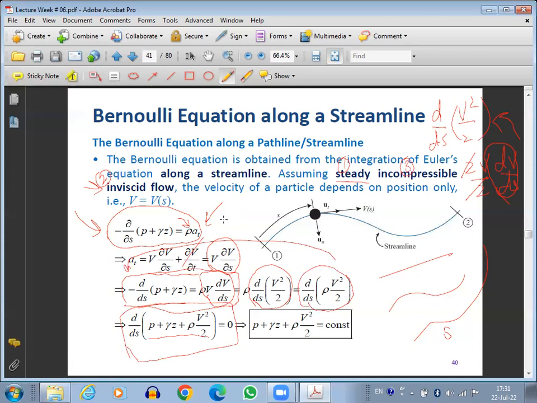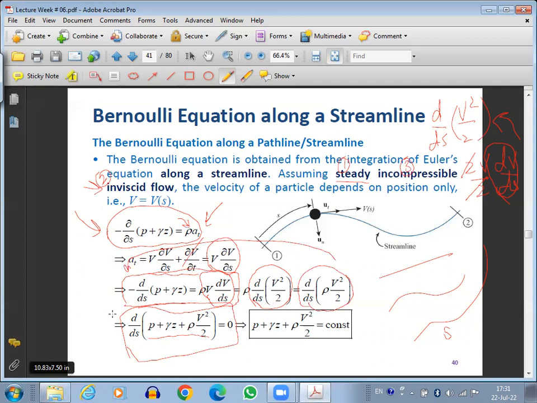It cannot be applied for gases. The flow should be incompressible. Then it should be along the streamline. Whatever the flow is moving along the streamline, it has to be along the streamline, okay? Because we are using d by ds. We integrate it, then it has to be along the streamline, okay? So S is the streamline, okay?